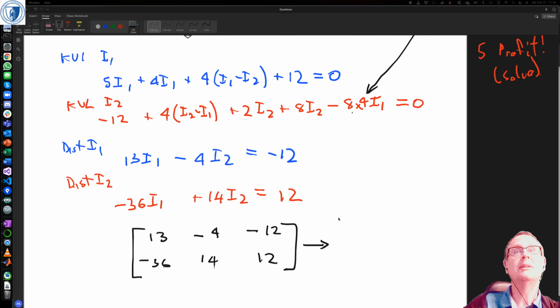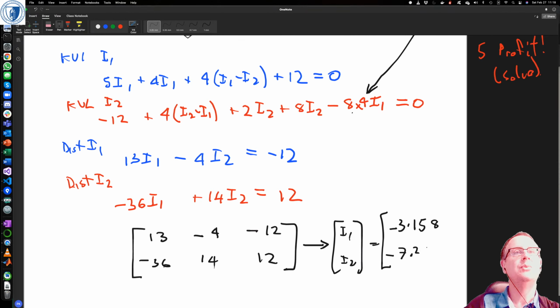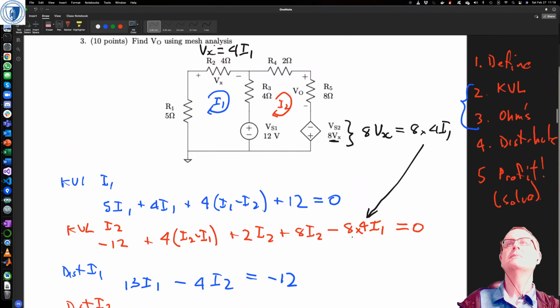So that tells us that I1 and I2 equal minus 3.158 and minus 7.263 amps to 4 significant figures each. Okay, so that's question 3 done.